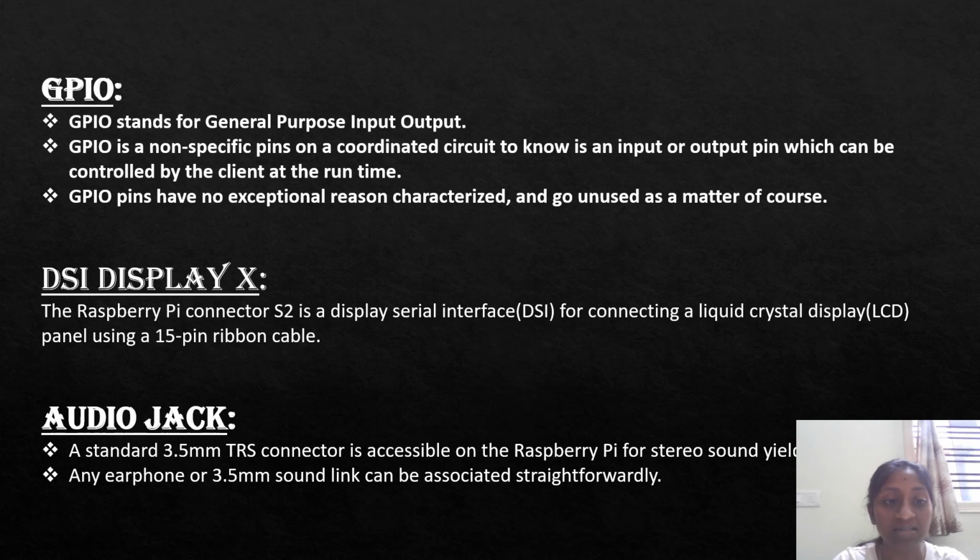DSI display. The Raspberry Pi connector S2 is a Display Serial Interface, DSI, for connecting a liquid crystal display, LCD, panel using a 15-pin ribbon cable. Audio jack. A standard 3.5 mm TRS connector is available on the Raspberry Pi for stereo sound output. Any earphone or 3.5 mm audio cable can be plugged in directly.